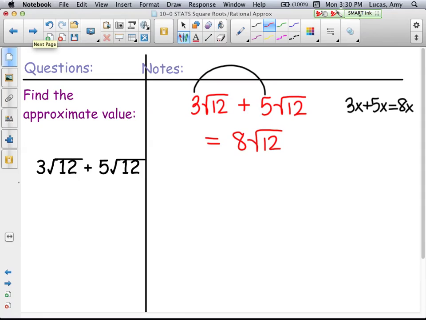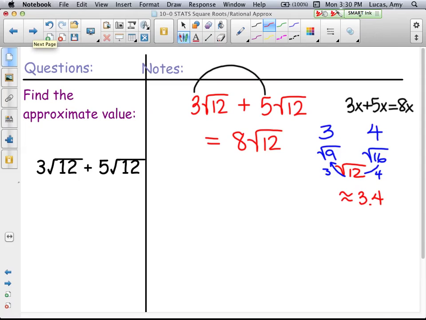Now, let's approximate that square root of 12. Square root of 12 is in between the perfect squares 9 and 16. 3 away from 9 and 4 away from 16. So the square root of 9 is 3. Square root of 16 is 4. That's kind of odd how that worked out. But it's a little bit closer here. So a little closer to 3. So I'm going to say it's about 3.4.